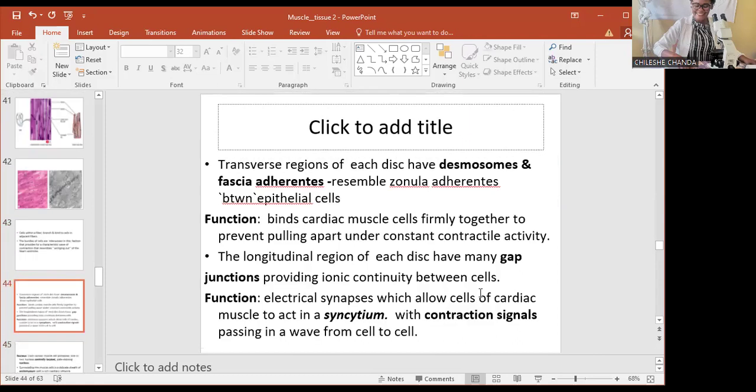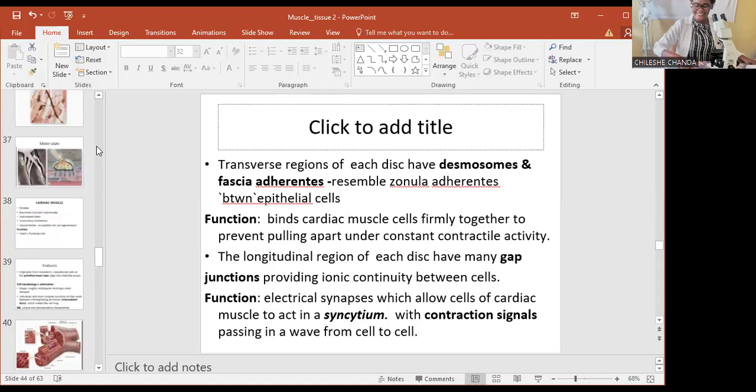Transverse regions of each disc have desmosomes and fascia adherentes. So those are the ones that help the cells to hold on to each other. Those bind cardiac muscle cells firmly together to prevent pulling apart under constant contractile activity. So you have desmosomes and fascia adherentes, which resemble the zonula adherens.